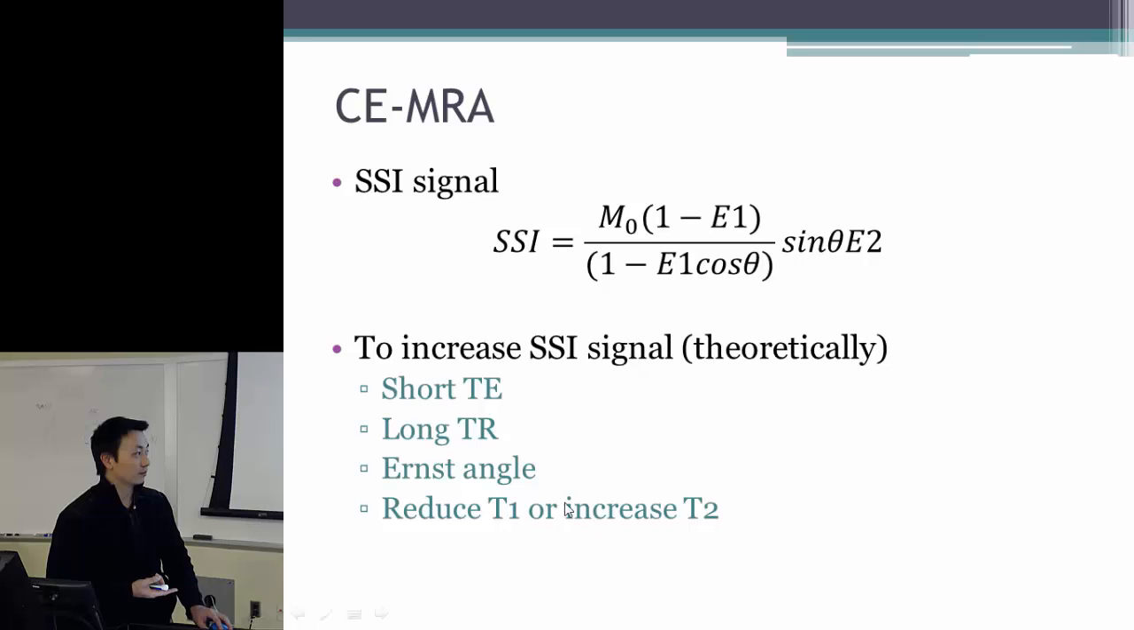But normally, it's a little bit difficult to increase the T2 of the blood. So it's easier to reduce the T1 by injection of the contrast agent. So for contrast-enhanced MRA, it uses this strategy to increase the SSI signal for the blood.